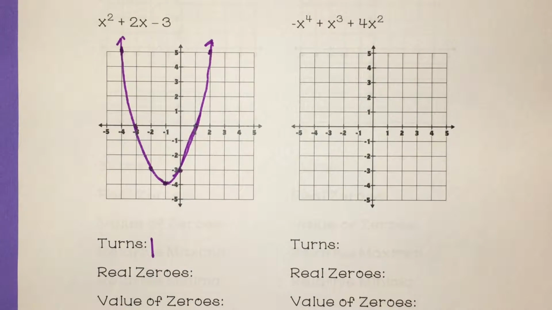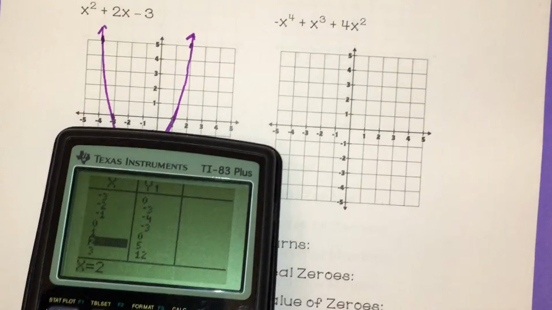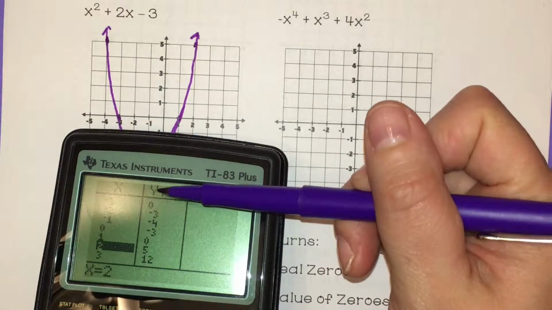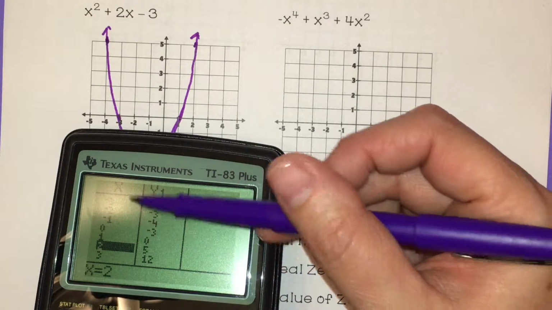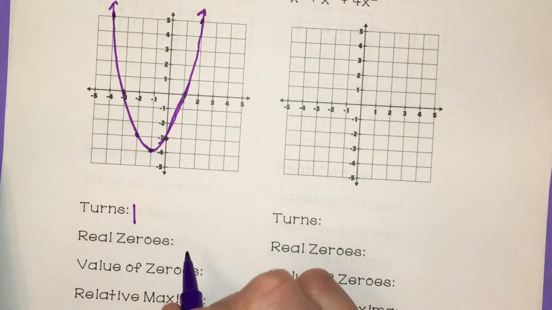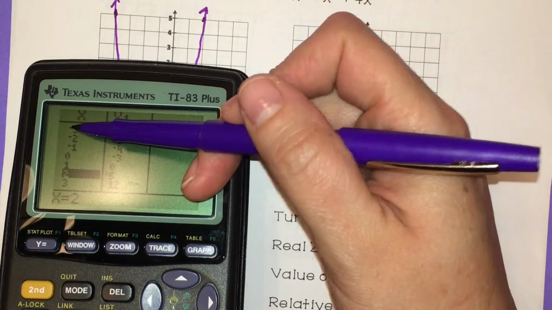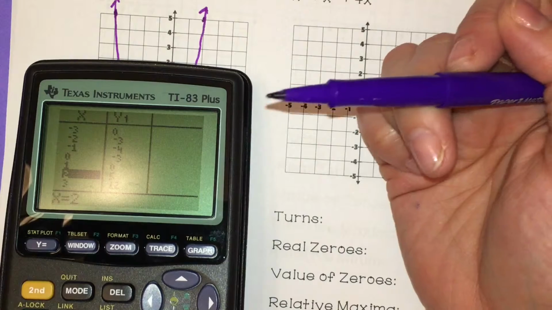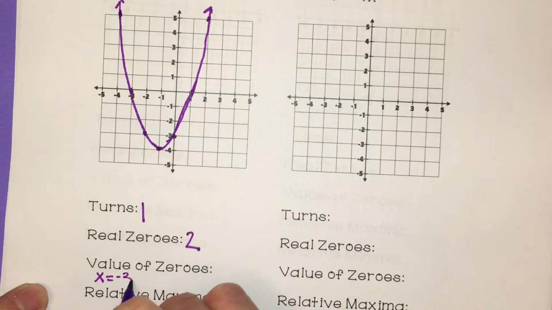Okay, real zeros. Those are the points where your graph goes through the x-axis. So here are my points. And I can also tell, looking at my table, whenever y is equal to 0, remember on the x-axis y is equal to 0, those are my coordinate pairs. So I just want to look at, there are 2 of them. So I have 2 real zeros. And their values are where x is negative 3 and where x is 1. Values of the 0 is where x equals negative 3 and x equals 1.